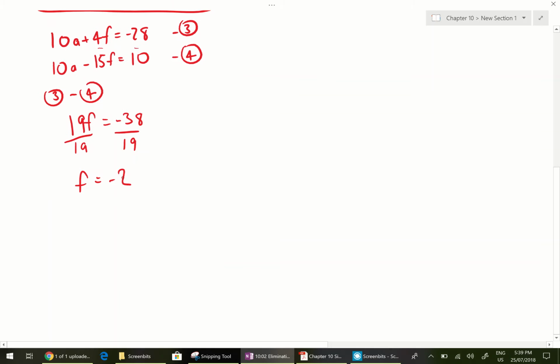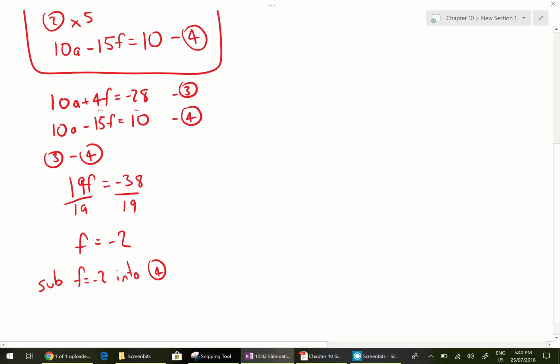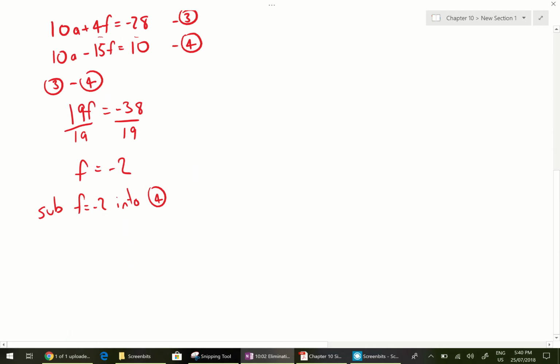I can put negative 2 back into equation 4, because that will keep it as a positive number. It won't really make a difference. So I'll substitute f equals negative 2 into equation 4. I could very easily come back to the question and I could put f equals negative 2 into equation 1 or 2. It's not going to make a difference. We'll come up with the same answer. But looking at equation 4, we have 10a minus 15 times negative 2 equals 10.